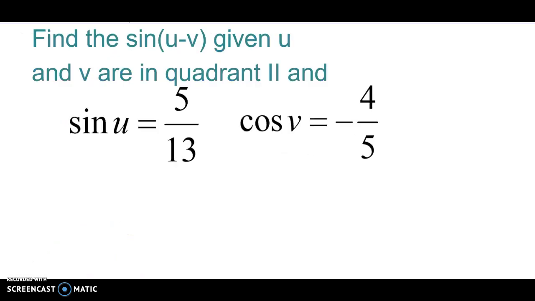Okay, next one. It says, find the sine of u minus v, given that u and v are in quadrant 2, and that the sine of u is 5 over 13, and the cosine of v is negative 4 over 5. Now you might be thinking, why is this important? Why are we going to use this at all? So my hint is draw a triangle for u, draw a separate triangle for angle v, and then perhaps that should help you. Go ahead, put me on pause.